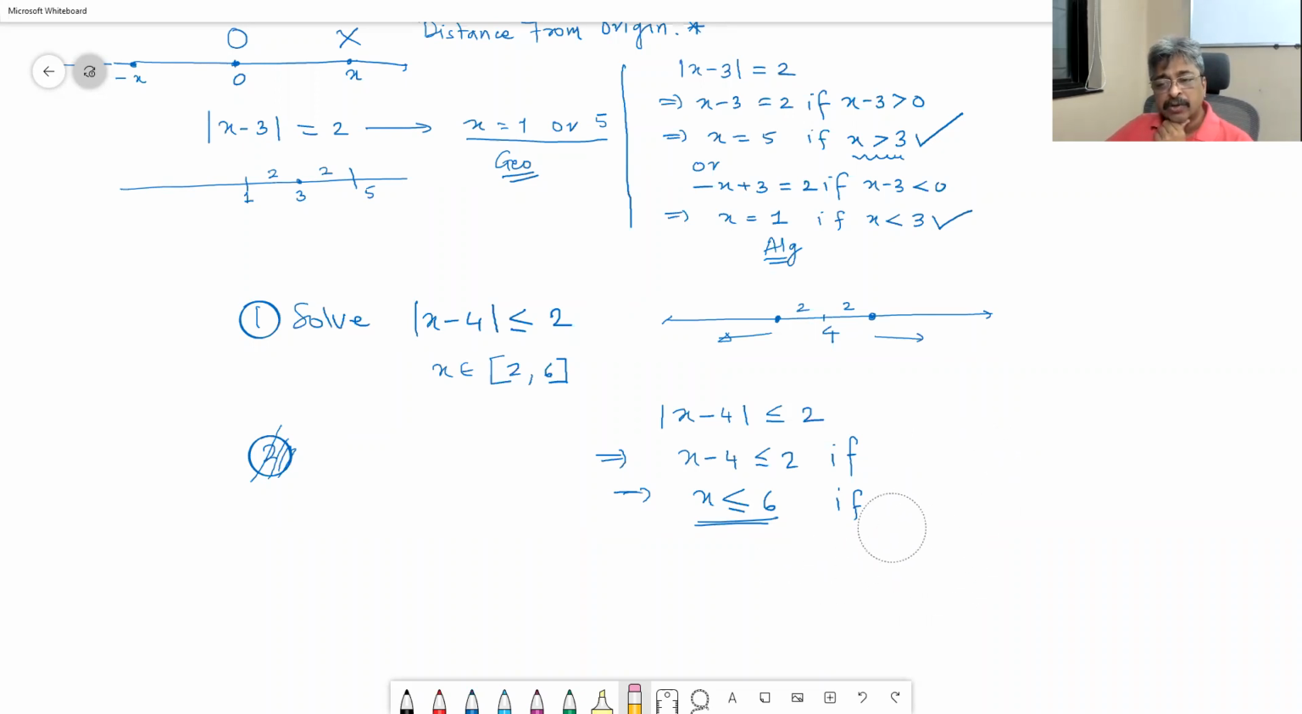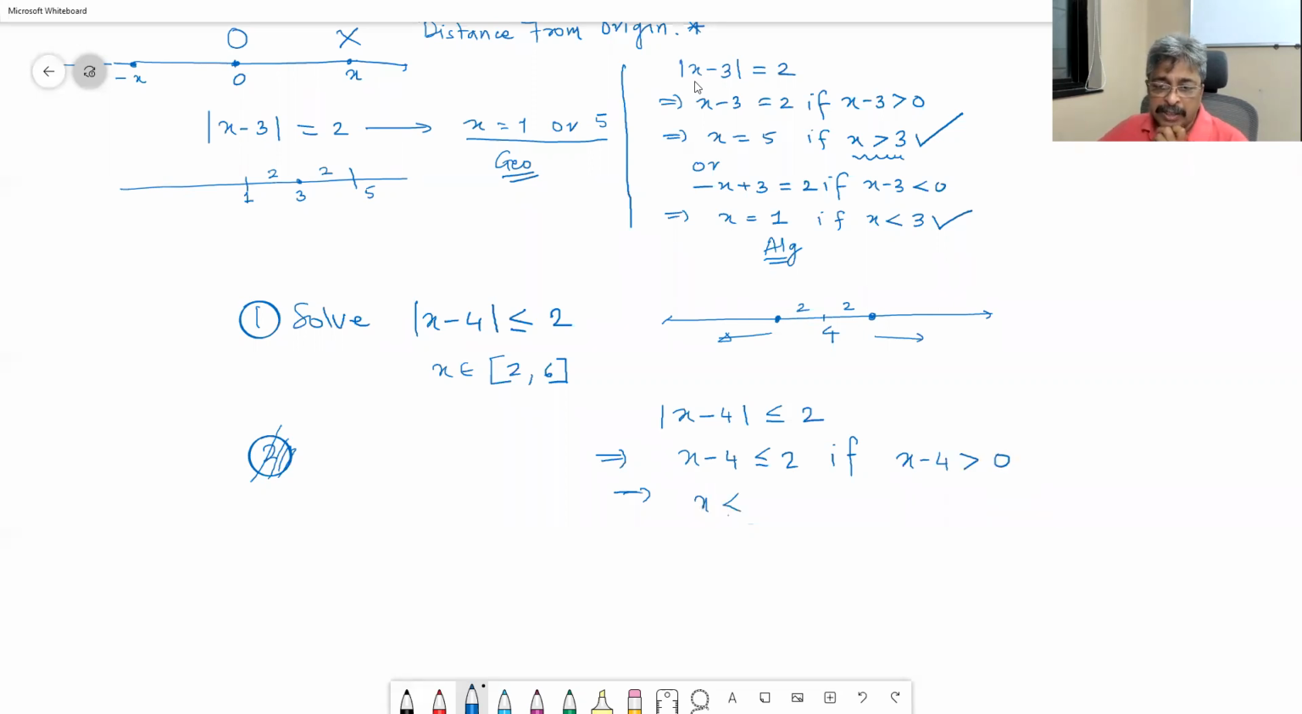I'm not changing the sign and you're also listening and I'm explaining why that is correct, etc. If we remove the absolute value sign, it should be greater than 0. X minus 4 should be greater than 0.